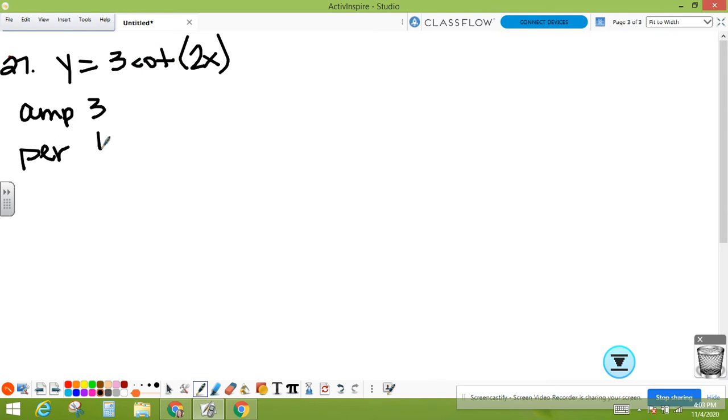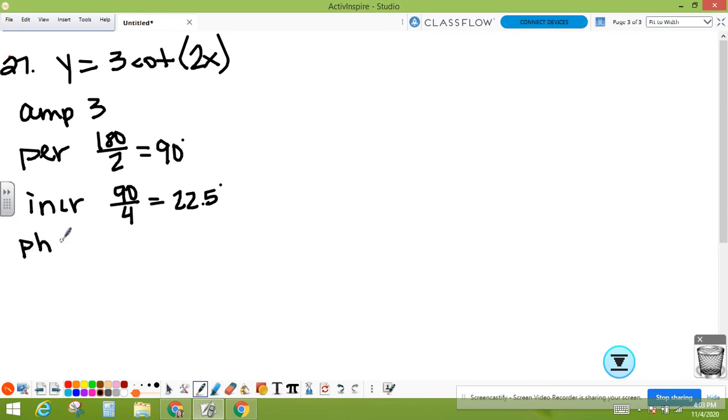Cotangent normally has a period of 180. This says put 2 pictures in there, which means 1 picture would take up 90 degrees. For your increments, you're going to take that 90 and divide by 4. So what is that, 22.5? Your phase shift is still 0 because phase shift only happens if there's a plus or minus in the parentheses. So phase shift of 0. If you take 2x and equal to 0, you get 0 for x. You do not have a vertical displacement because there's no plus or minus outside of the parentheses. Nothing up here, nothing back here.